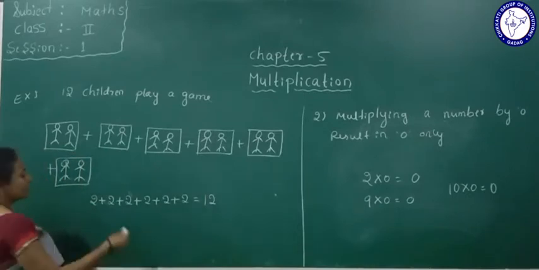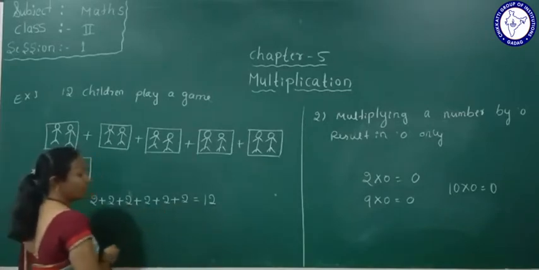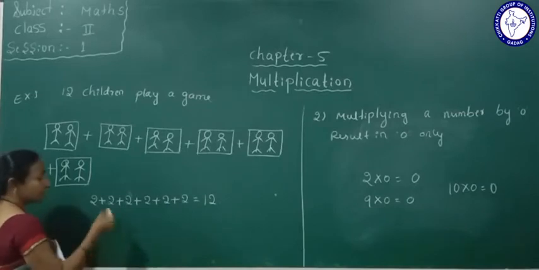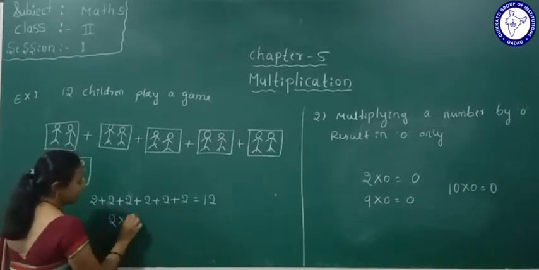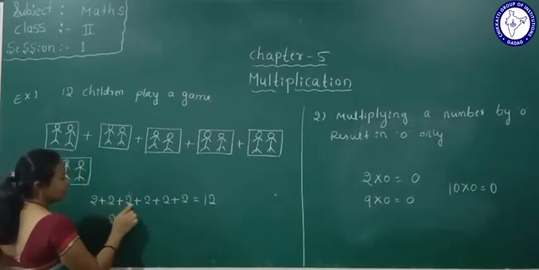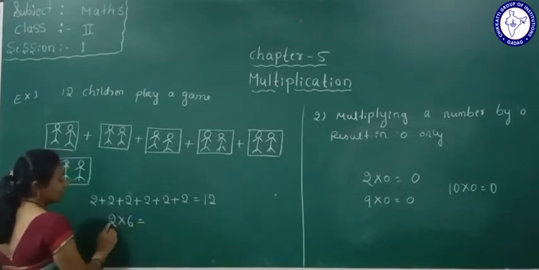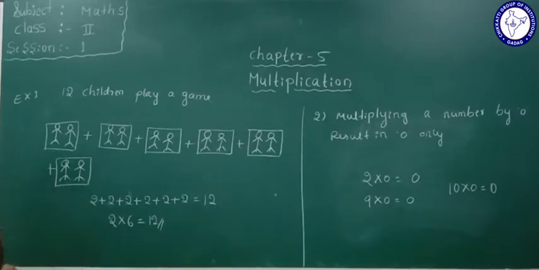Okay. So here, students, what can we do? Here 2 is repeated how many times? 6 times. This can be written as 2 repeated 6 times. Yes, 1, 2, 3, 4, 5, 6. So 2 sixes are 12. I'll write here 2 sixes are 12. Understood, students? Okay. Another one.